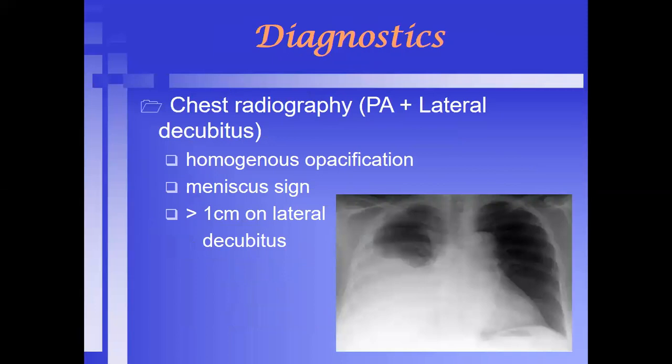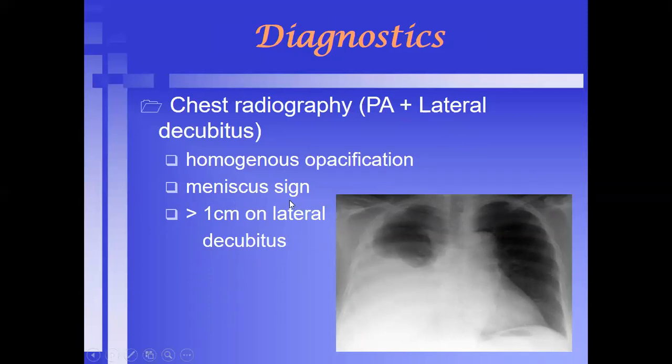So how do we know that the patient has pleural effusion? The first diagnostic to request would be the chest x-ray, which is usually taken in both the posterior-anterior view as well as the lateral decubitus view. So what do we look for in a patient who likely has pleural effusion? We check for presence of a homogeneous opacification. Homogeneous meaning it's the same all throughout. Opacification meaning there is whitening in your chest x-ray.